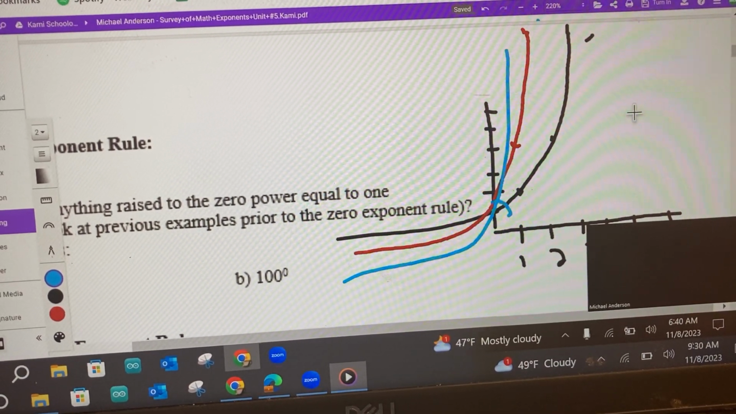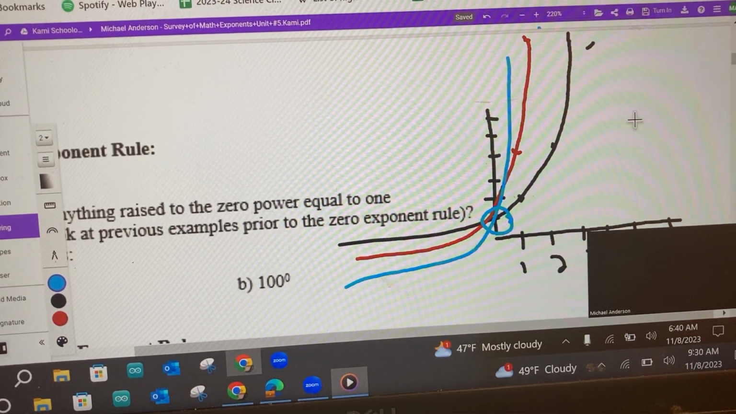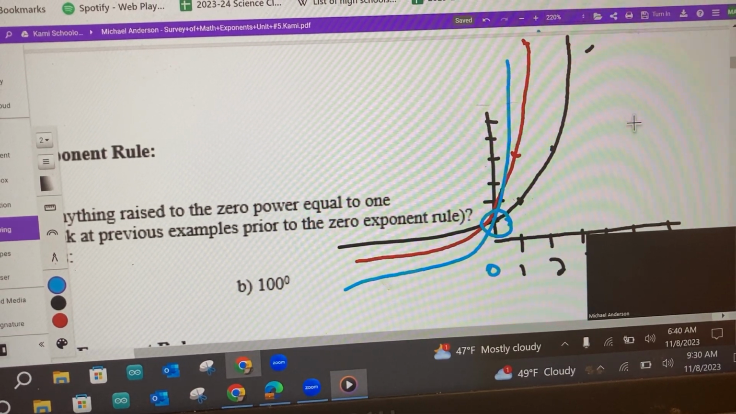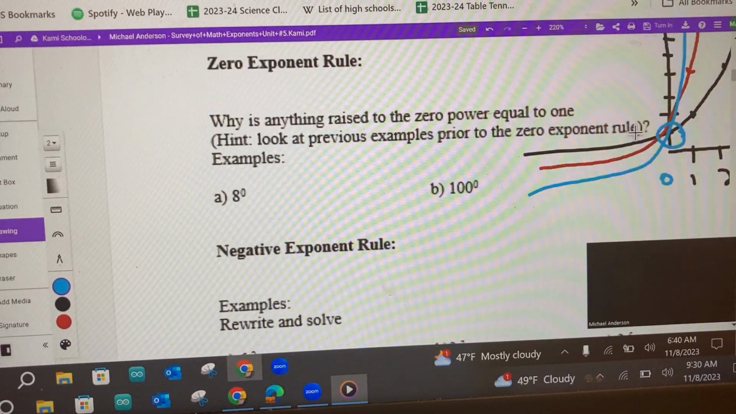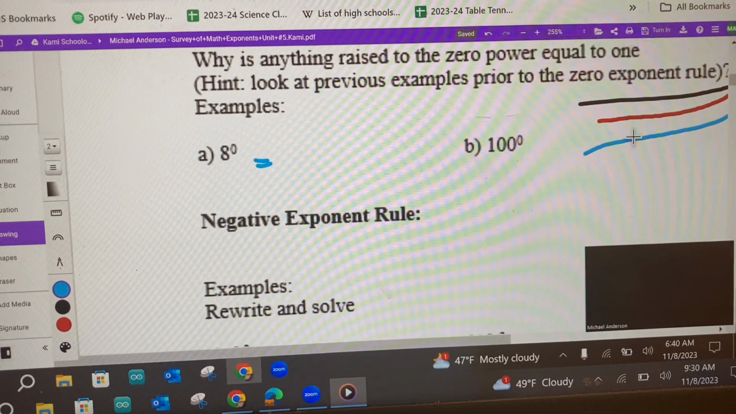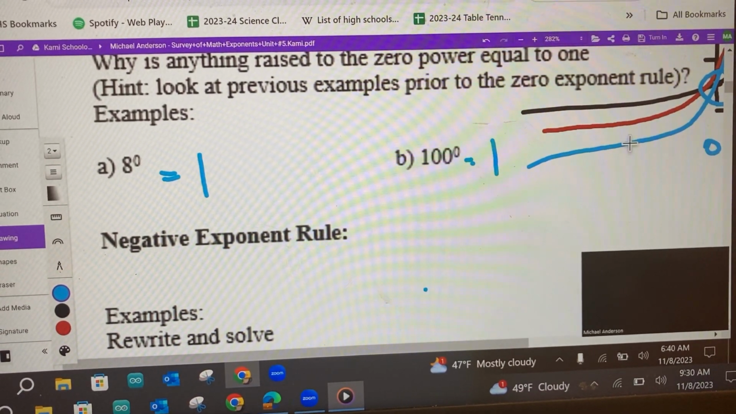They all end up crossing the y-axis at 1. So for that reason, we know that any number to the 0 power is 1. So 8 to the 0 is 1. 100 to the 0 power is 1.